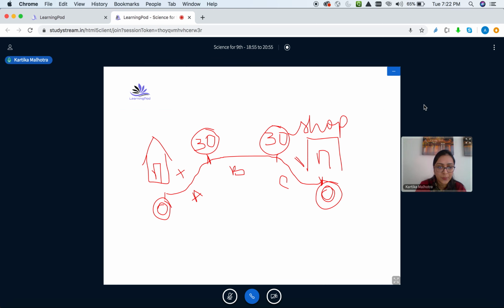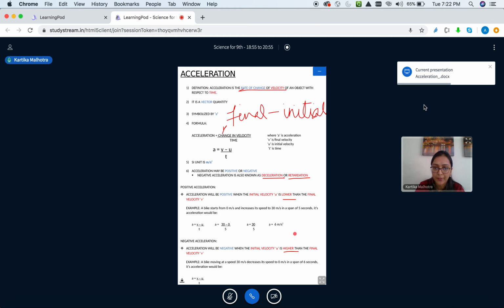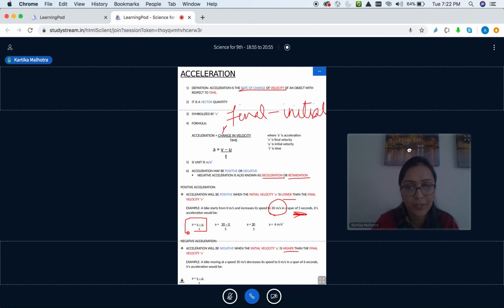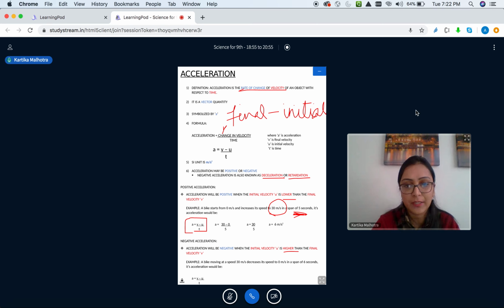Now let's quickly do some numericals to understand this even better. Here I have quoted this same example, where a bike starts at 0 meters per second and increases its speed to 30 meters per second in a span of 5 seconds. In this case, we know the formula is a equals v minus u upon t, where v is the final velocity, u is the initial velocity, and t is time. So you put in the values and you get a equals 6 meters per second square.